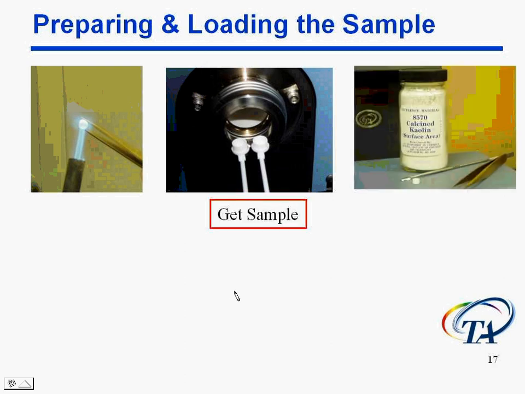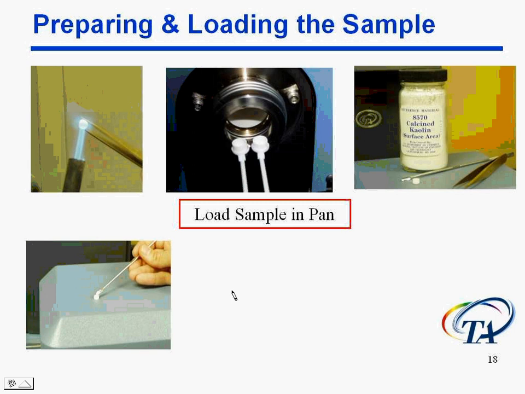Then I'm going to get my sample. In this case, I'm going to run kaolin, and I'm going to load this in the sample pan. Now when I load the sample pan, I'm putting it here. This is the top of the balance assembly. There's a little tray that you could do it on. I did it here because the picture shows up a little bit better. But what you don't want to do is load the sample right here on the beams. And we will talk about that later also.